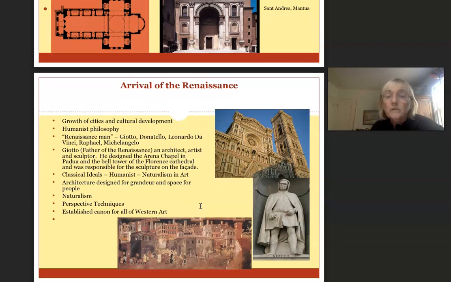Basically, the Renaissance starts in northern Italy, where the cities were growing, cultural development was expanding. At this time, the thinking was about humanism, where man was the center of all things. So focusing on man in art and architecture. You're going to see a lot more architecture designed for a space for people.